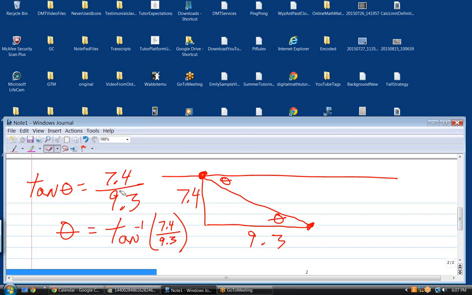The other way you can look at this is, by definition, an if and only if from geometry. The tan of theta is equal to that if and only if theta is equal to this angle. And that will be an angle, and depending on whether your calculator is in radians or degrees, you'll get an angle.